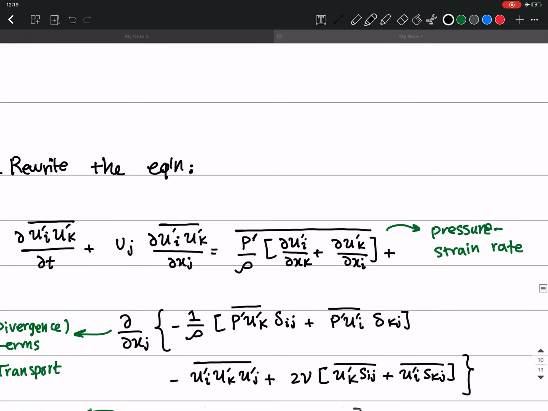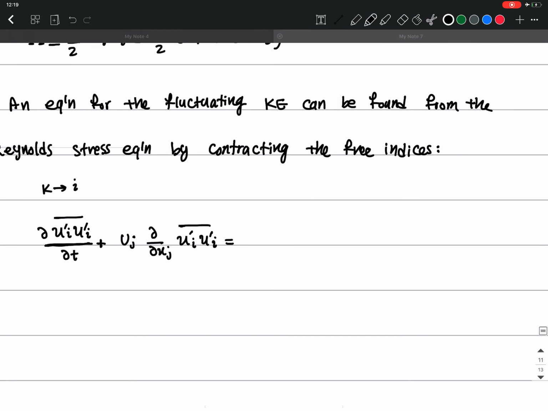On the right hand side, this equals the divergence term, which is partial over partial xj of minus 2 over rho p prime u prime i bar delta ij minus q squared u prime j bar plus 4 nu Sij u prime i bar.